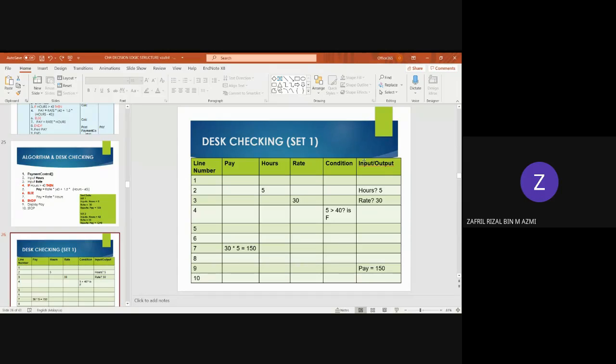Make sure there's also a column for input and output. If the operation involves input, make sure you write what the input for hours is, and then you put a question mark. This determines that the process is going to be an input process. If it is an output process, you use equal to. So this is output, and this is input. That's the difference.